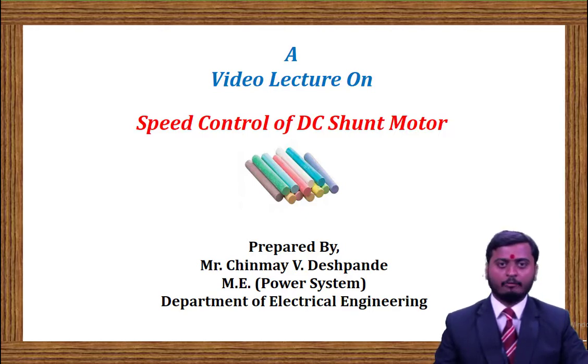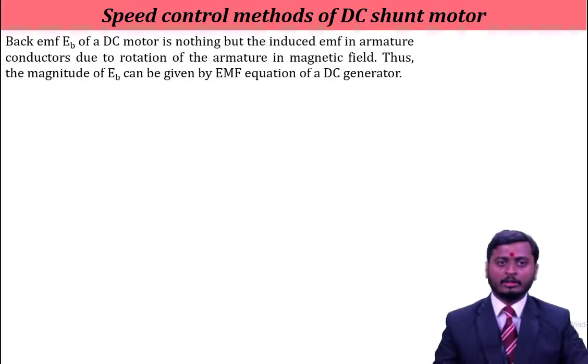In this video lecture, we are going to discuss speed control of a DC shunt motor. Now we know what a back EMF, EB, is. The back EMF EB of a DC motor is nothing but the EMF induced in the armature conductors due to the rotation of the armature in a magnetic field. Therefore, the magnitude of the back EMF, that is EB, can be given by the EMF equation.